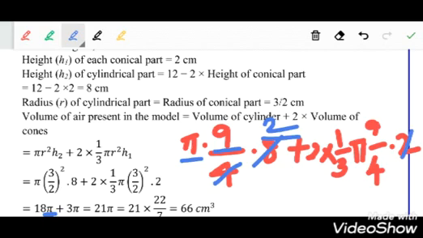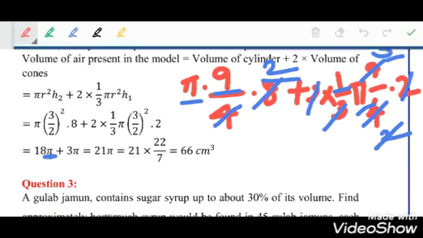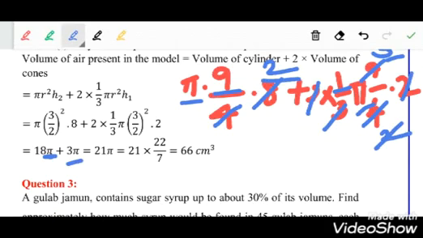Next, you need to cancel this. 1 2 is 2, 2 2s are 4. And this 2 and this 2 will cancel. Okay. And 1 3 is 3, 3 3s are 9. So what is remaining? 1 into 3 into pi. So you get 3 pi. So 18 plus 3, 21.